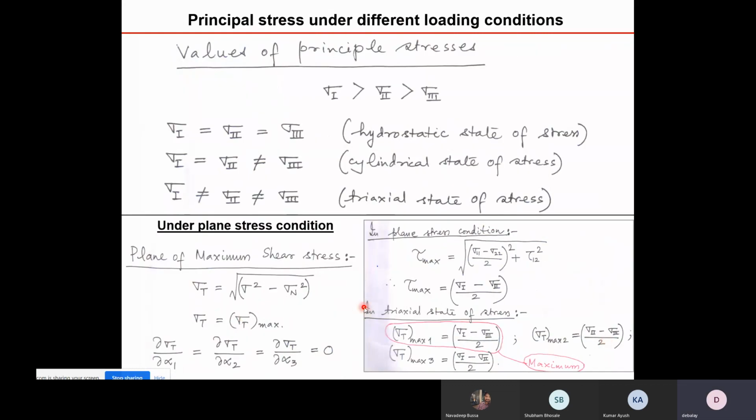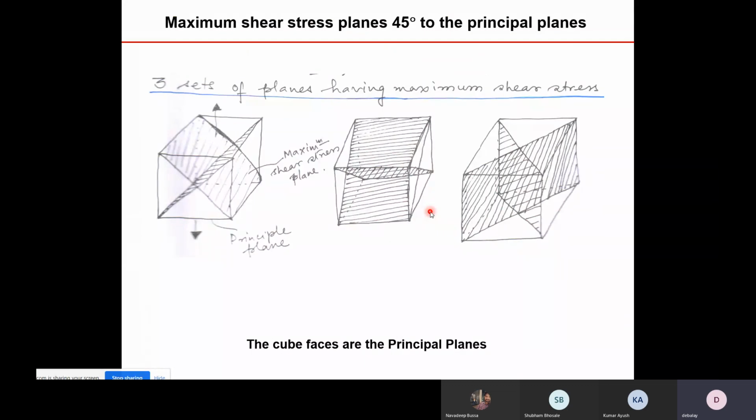Then we talked about the maximum shear stress. Maximum shear stress acts at 45 degrees with respect to the principal directions, and it is basically the difference between the principal stresses, that is tau max equal to sigma 1 minus sigma 2 by 2. If the three principal stresses are the same, that is hydrostatic, cylindrical, and if three are different, that is triaxial. We have talked about the importance of maximum shear stress, as the majority of slip occurs along 45 degrees with respect to your principal loading direction.